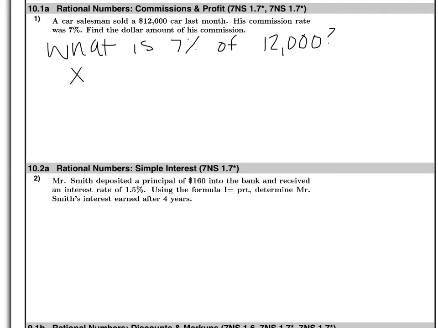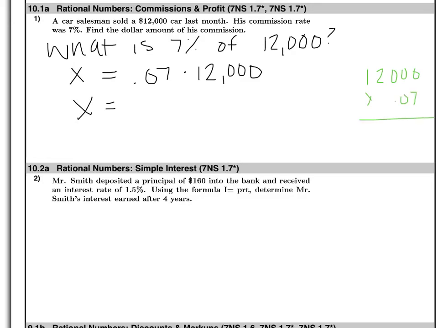So what is X? X is equal to 7% which is 0.07 times 12,000. So we need to do the math. Some of us can do this in our head, some of us can't. So you can come over to the side of your paper and multiply and solve for the answer. Or you can say, oh yeah, I remember, when we're multiplying with things that end in 0, I can write the zeros, which there's 3 of them, so I wrote 3 of them.